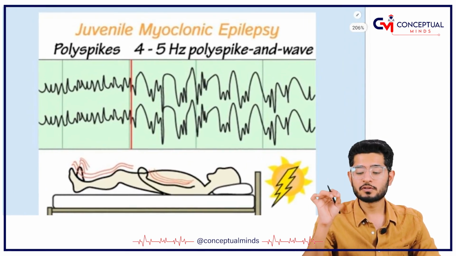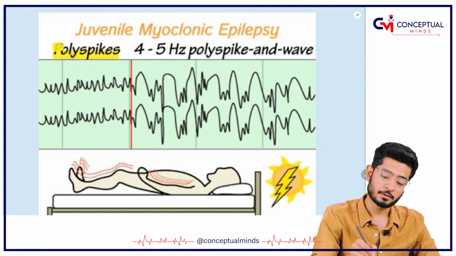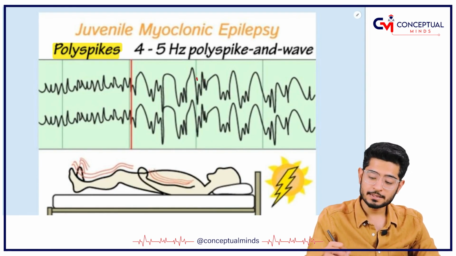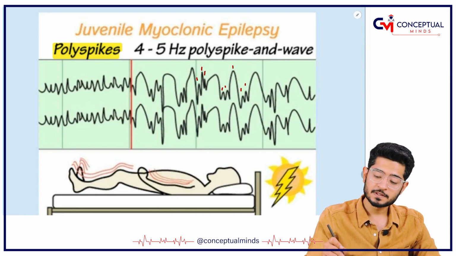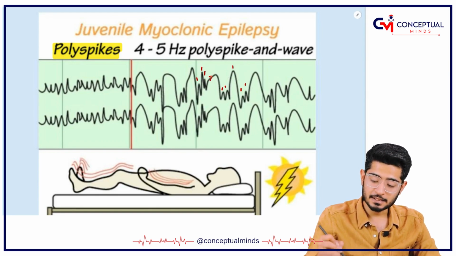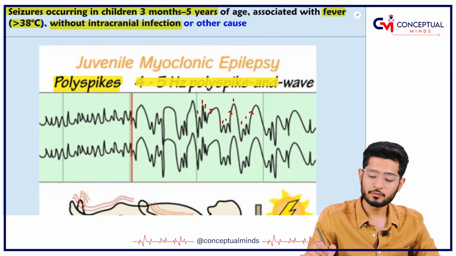So JME is juvenile myoclonal epilepsy. It is going to have a polyspike pattern. Can you see, 1 spike, 2 spike, 3 spike? So they are going to have polyspikes, and these are the spikes and these are the waves. Spikes, waves, spikes, waves, so a spike and wave pattern, and that is polyspike and wave at 4 to 5 hertz.